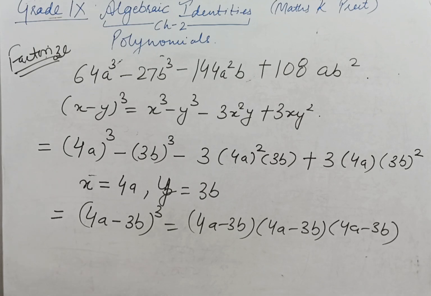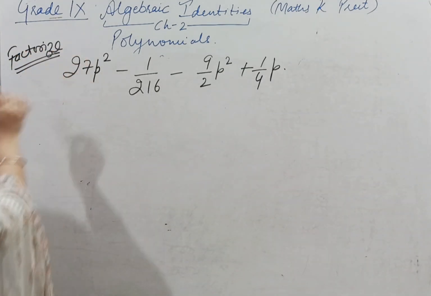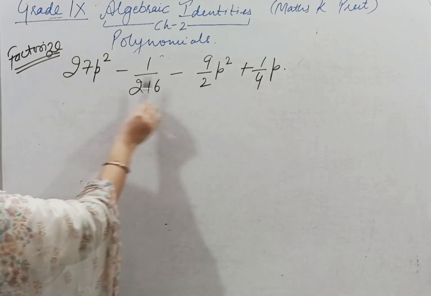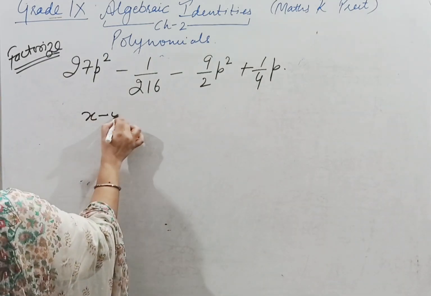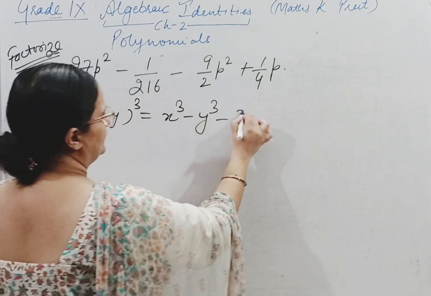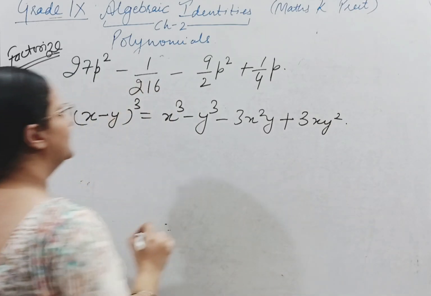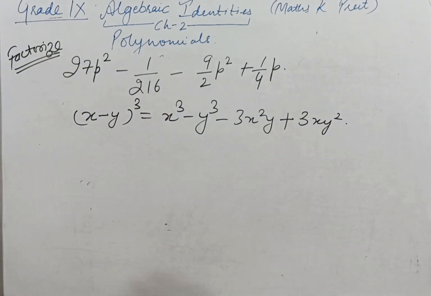Let's see a few more questions. So this is again the same question. This is asking us to factorize. From here this is plus minus minus plus. So this expression is somewhere similar to this identity. Again I am writing minus 3x square y plus 3xy square. Please don't get panic by just seeing the question. It's very simple. Again, that's why I'm doing this for you all.